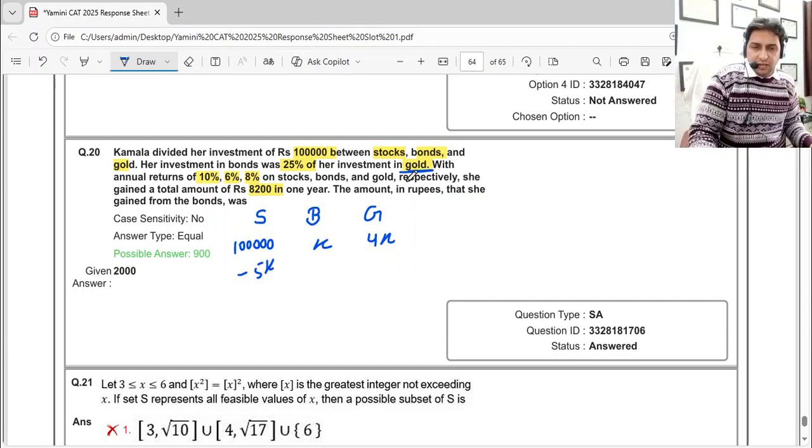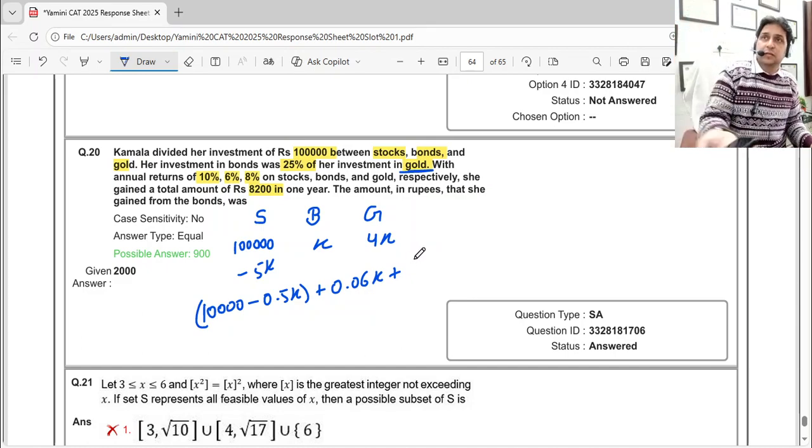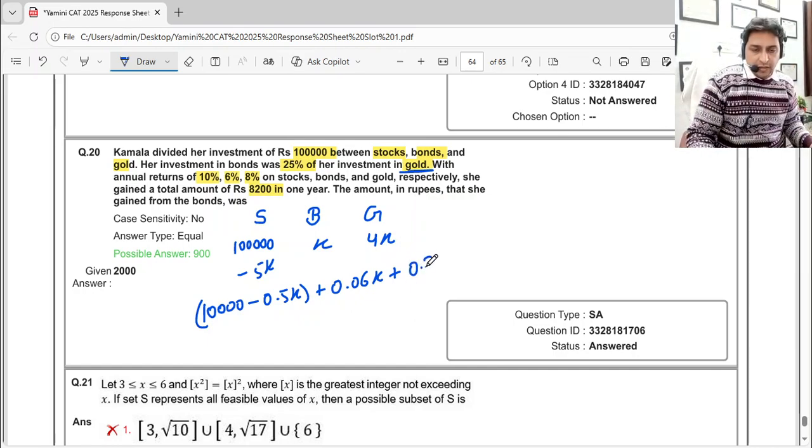Now they said with annual return of 10%, 6%, 8%. So annual return on stocks is going to be 10% of 1 lakh, that is 10,000, minus 0.5x. 6% on bonds, that is 0.06x, and 8% on gold, that is 4 into 8, 0.32x. Now this total amount is 8200.